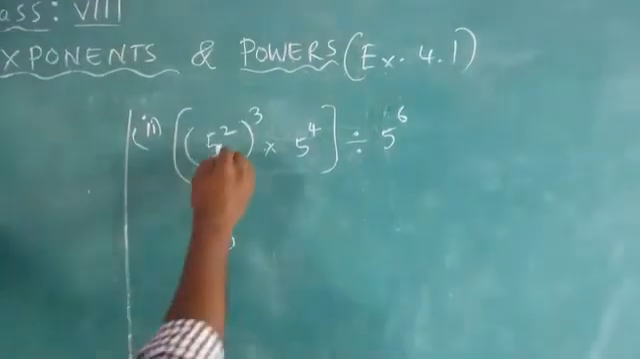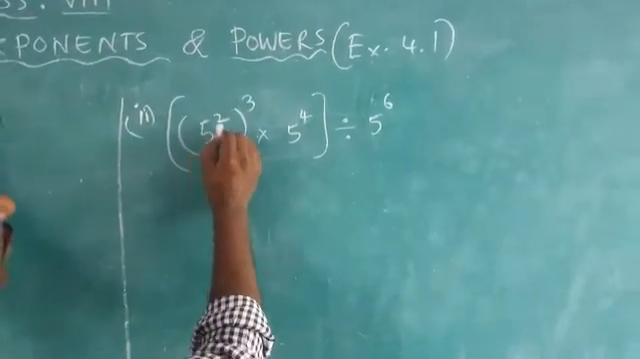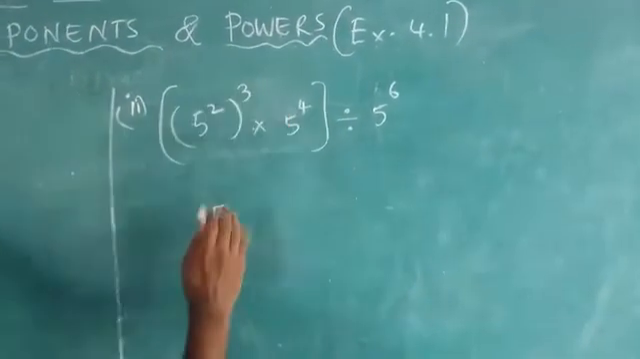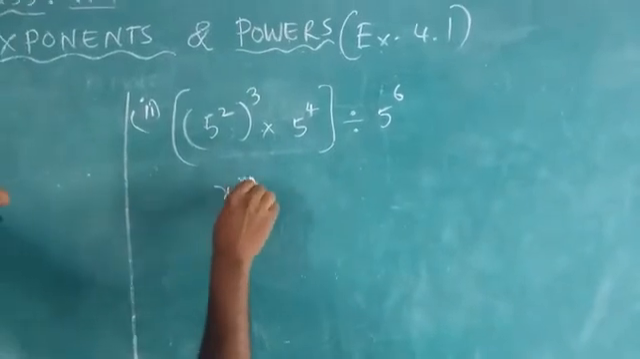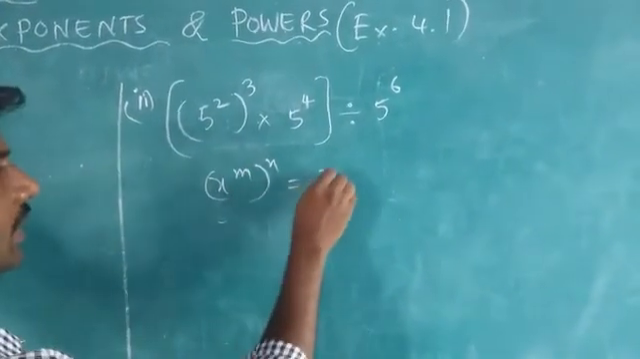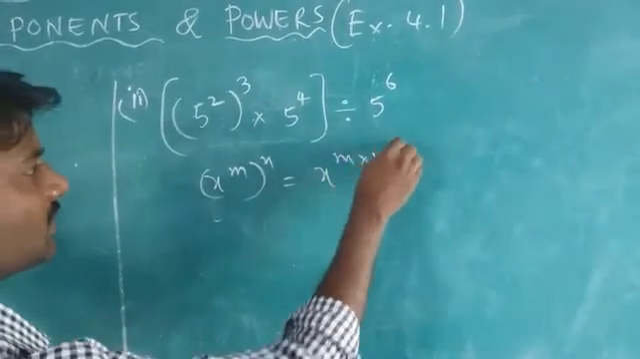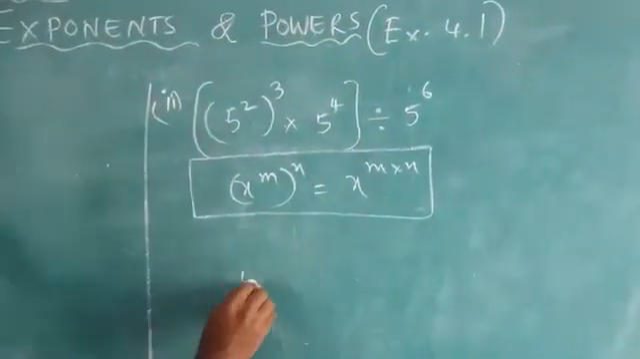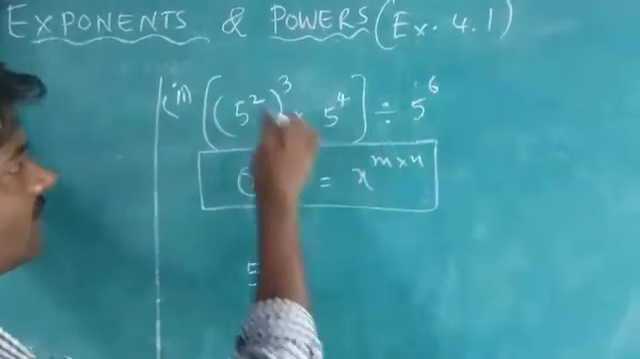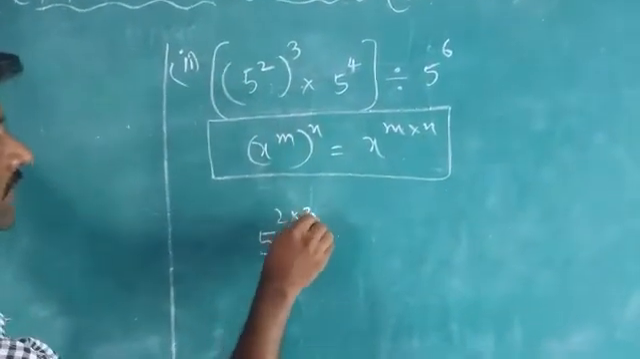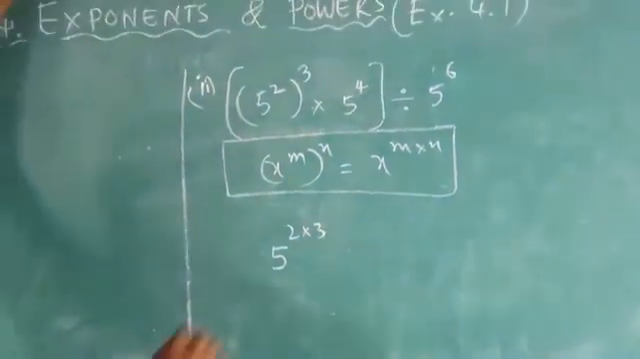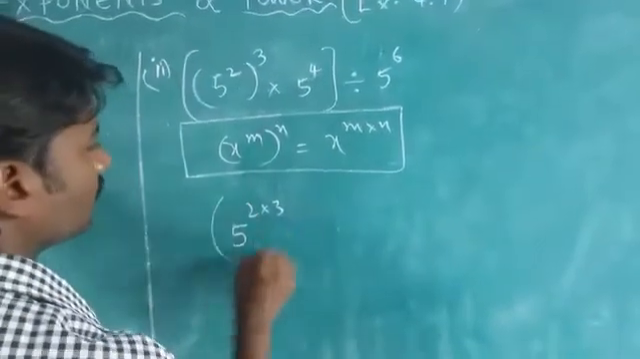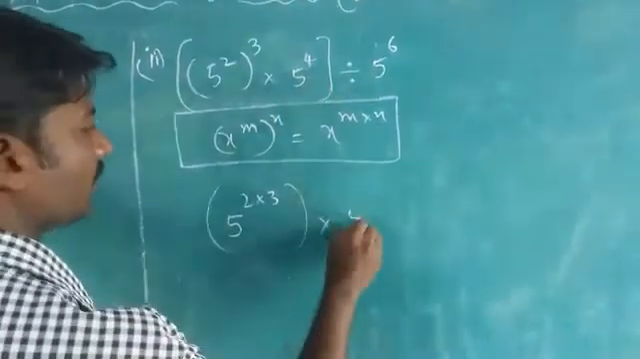Now children, the formula here is: x to the power of m whole to the power of n. Already you know the formula: x to the power of m whole to the power of n is x to the power of m into n. So try to learn formulas by heart and understand them. Now 5 to the power of m into n, so there is 2 into 3.